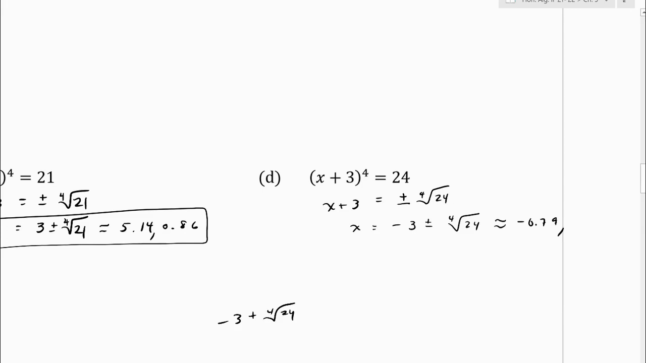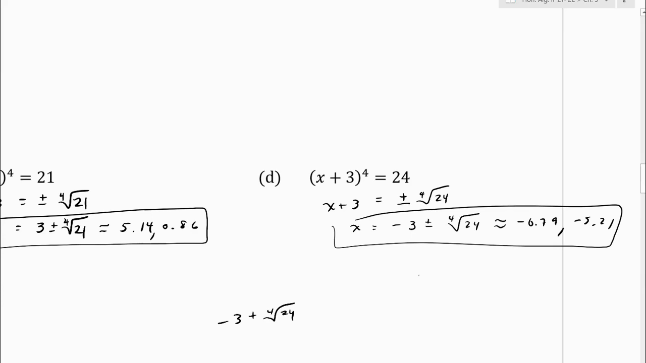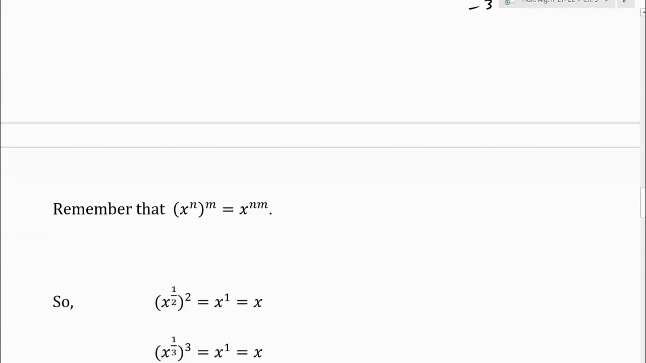Negative 3 minus the fourth root of 24. And let's just see if it would have cleaned up though. 2, 12, 2, 6, 2, 3. Nope, I don't have 4 of anything. Okay, and then we got to remember some other stuff from years past.